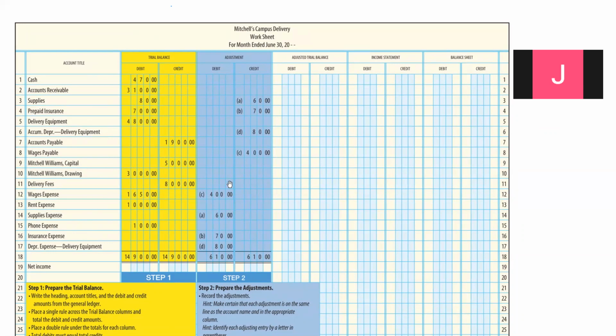We did the same thing with the insurance expense. We debited 70 and we reduced this 700 by 70 with a credit. We had the wages expense, you debit, and you credit the wages payable. And finally, depreciation expense, and you can never credit the asset. What you credit is its married partner, the accumulated depreciation.